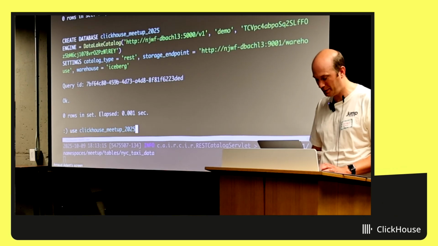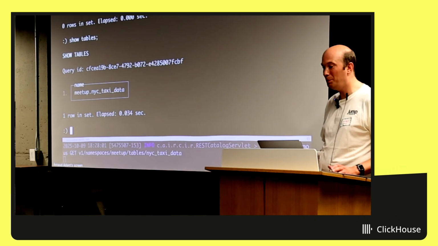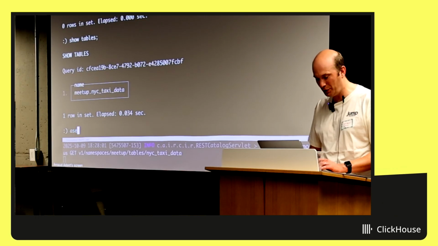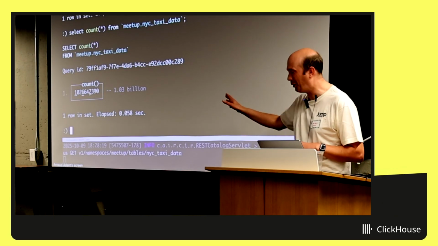So if I go to ClickHouse Meetup, and I can do show tables, and that's going to list the tables directly from the catalog. So I have the Meetup New York taxi data set, so I can just run some queries on it. Okay, I need to quote here, backtick. So I have 1 billion rows. See how it's quick? It's very quick.